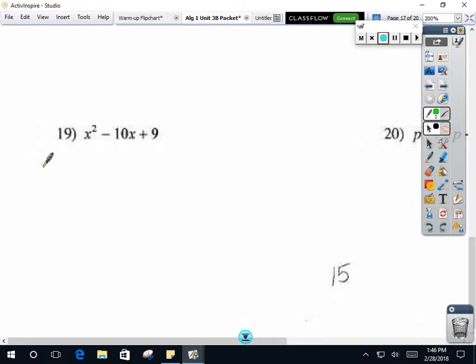They have to multiply to give you a 9 and they have to add to give you a negative 10. What numbers will do that? Negative 9 and negative 1.